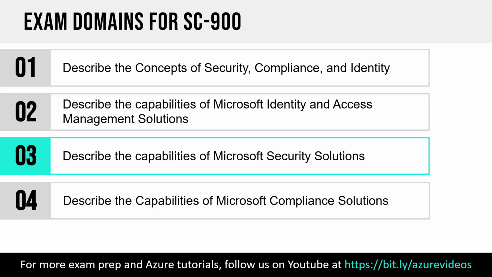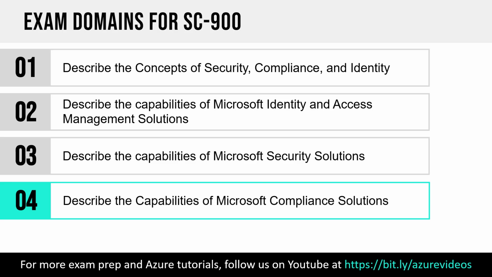Domain 3 touches on the capabilities of a wide variety of Microsoft security solutions. Network security groups, Azure Firewall, Azure Bastion, Sentinel, Security Center, and many more. And then finally, we'll round out our session on the capabilities of Microsoft compliance solutions in Objective Domain 4. And we'll really be talking a lot about compliance and governance in this domain.